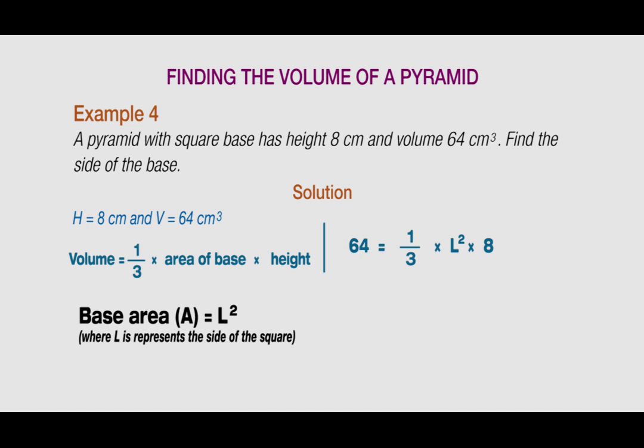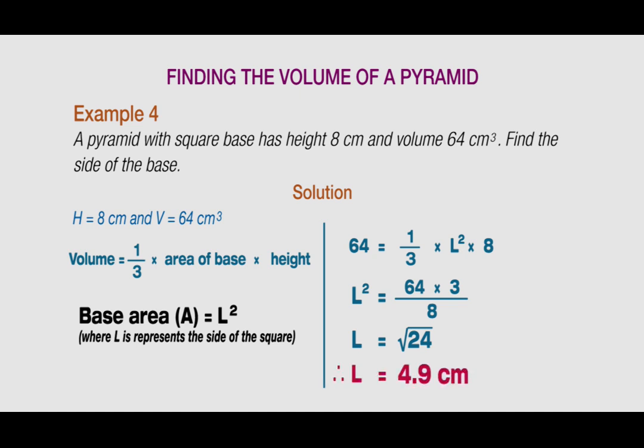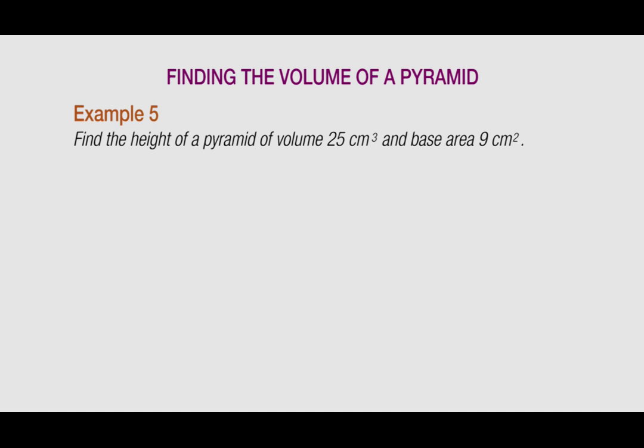If you change the subject, then you have L squared equals 64 times 3 all divided by 8. And that will mean we have L equals square root of 24. Therefore, our L is equal to 4.9 centimeters. Hence, the side of the base of the pyramid is 4.9 centimeters. That's very interesting. Let's take the last example.